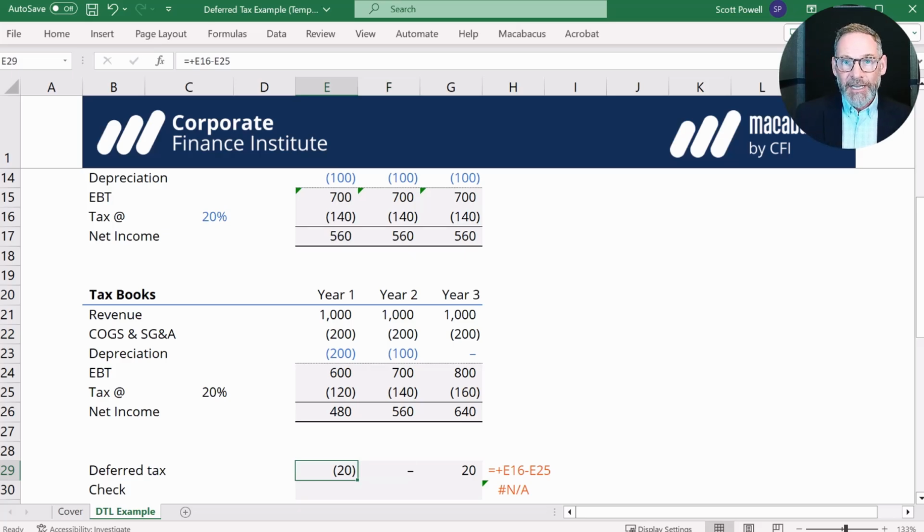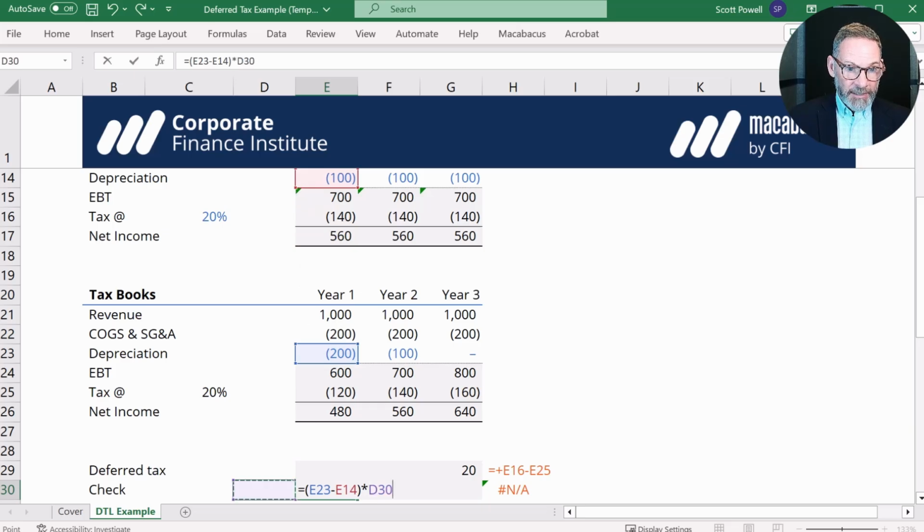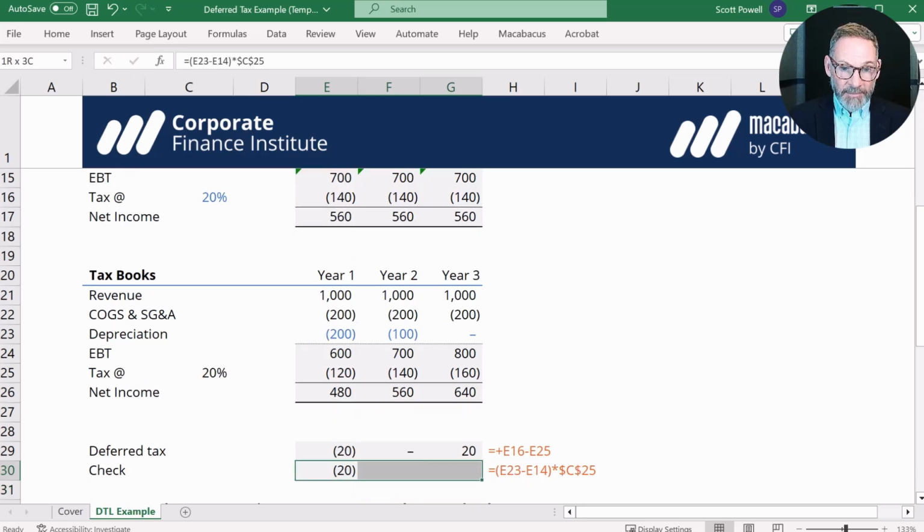Now, as a sanity check, I like to do a check. And the check is basically, you should be able to identify the difference. So if I take the depreciation allowed for tax and I minus the depreciation that we're doing, so it's netted off, and I multiply it by the tax rate, I'm going to hit F4 to lock those down. I should be able to match these numbers. Now, I did C25. You could have done C16, which is where the real input is.